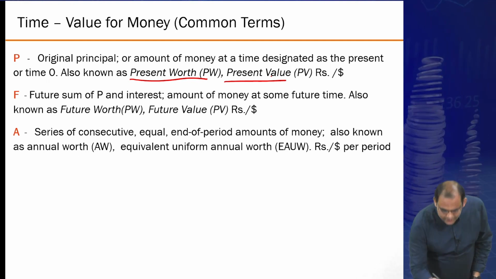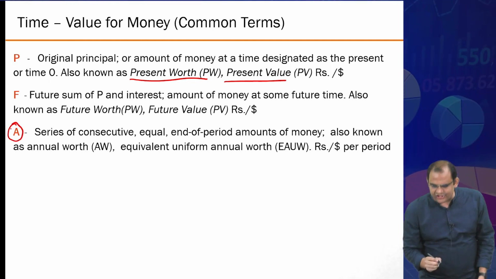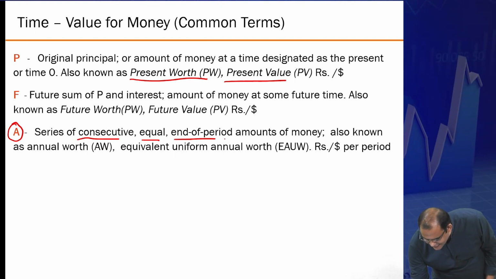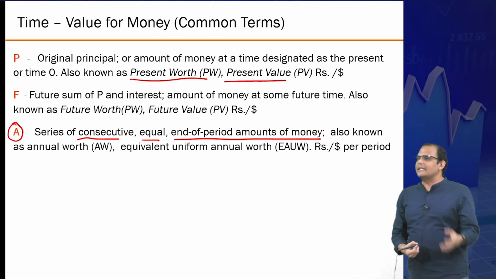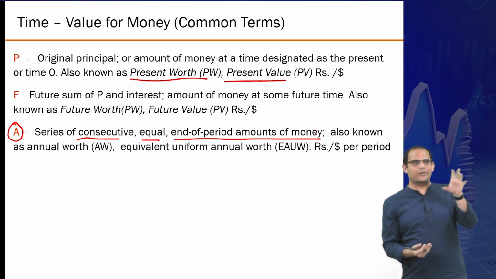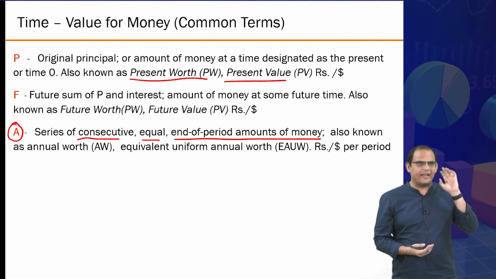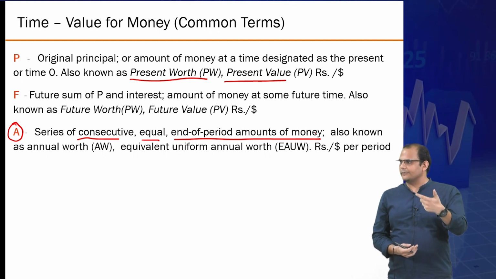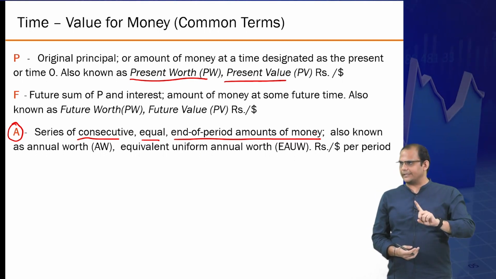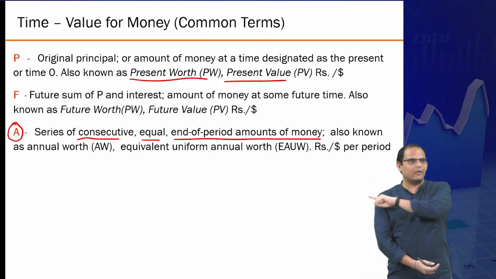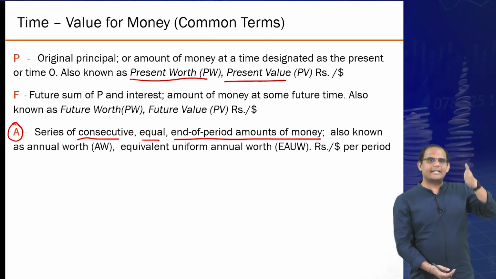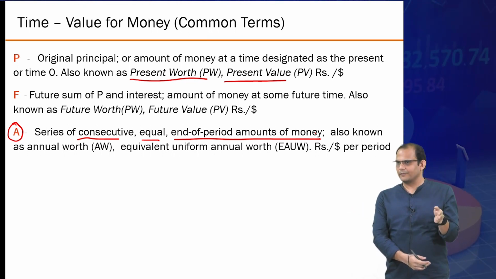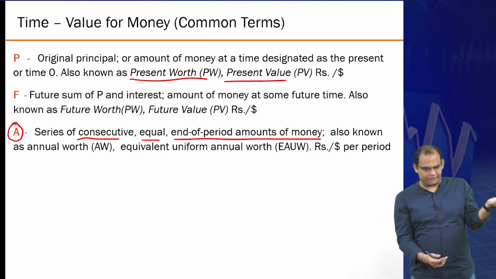A is also a common term, capital A. It's essentially a series of consecutive equal end-of-period amounts of money. In simplistic terms, let's say you borrowed a car loan of 5 lakh rupees, whatever the interest rate is. Typically, you are expected to pay an equal amount as your installment every month. That installment is a very good example of what we denote as A. So you are paying every time period the exact same amount throughout. It's a very special type of cash flow series, as we call it.